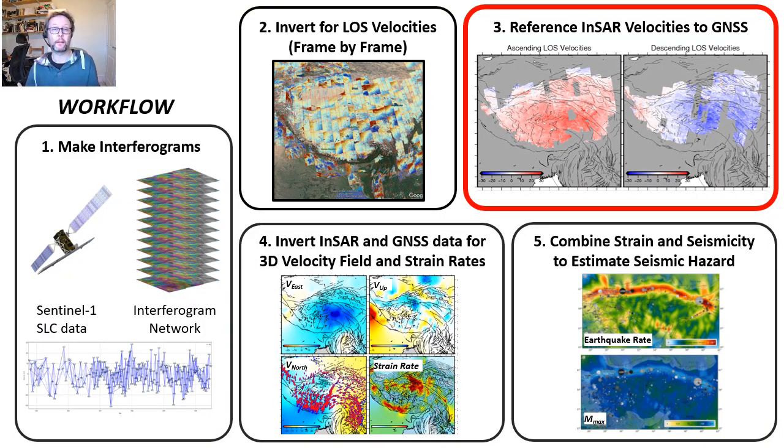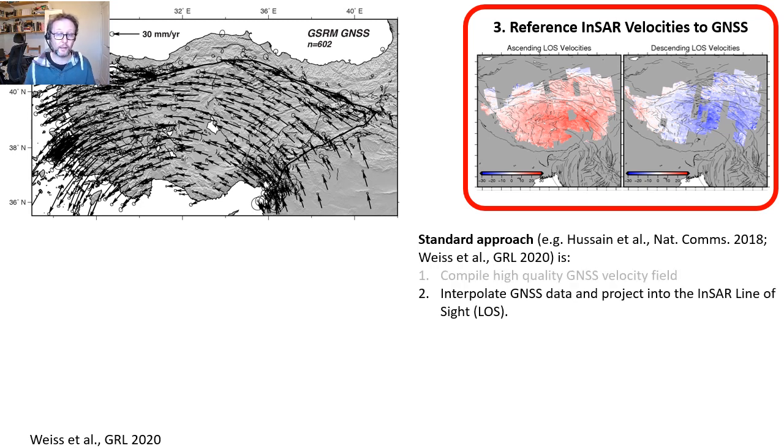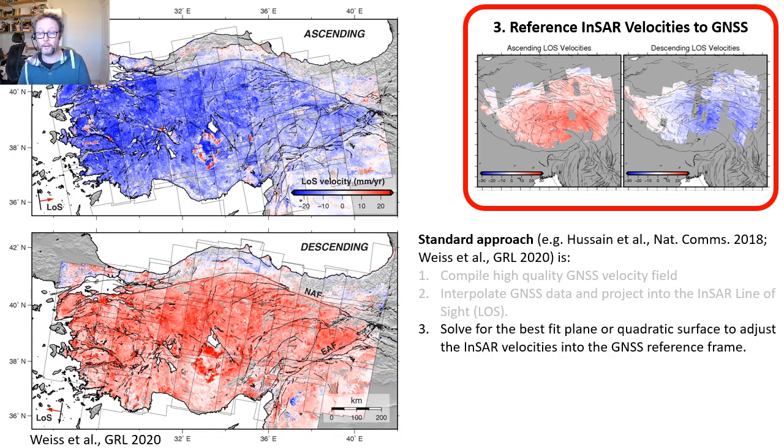So once we have all of that, what we want to do is reference that InSAR data into a common reference frame. And essentially, we can do that in two ways. The standard approach, which has been used by Akbar Hussain, Jonathan Weiss and others, is to tie it directly to the GNSS in the first step by, first of all, compiling high-quality GNSS data, interpolating that GNSS data and then projecting it into the InSAR line of sight, and then solving for the best fit plane or quadratic surface to adjust the InSAR velocities into the GNSS reference frame.